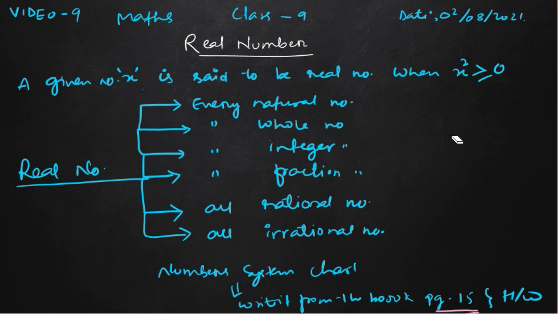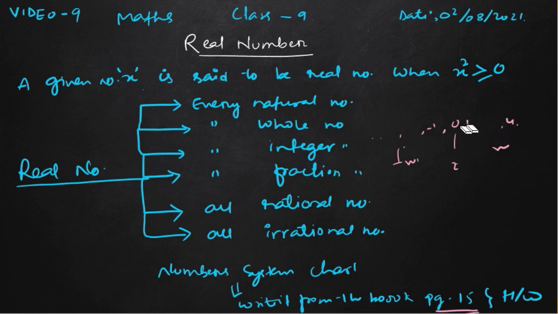Similarly, integers have three parts. What are integers? All the natural numbers, all the negatives of natural numbers, and 0. These are the positive integers, this is 0, and these are the negative integers. So integers are classified into negative integers, positive integers and 0. Similarly, 0 and the positive integers are known as whole numbers.